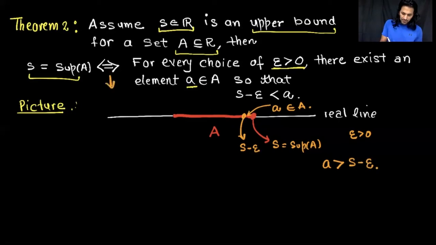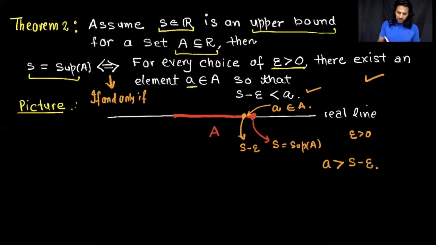And also this is an if and only if statement. So this symbol means if and only if. This is a bit lazy way to write this statement. Actually, the statement is in two lines. One is if s is the supremum, this condition holds, and if this condition holds, then s is the supremum. So there are two parts of the theorem which we will prove.